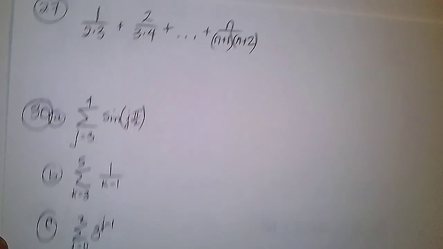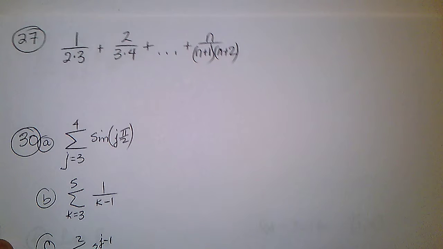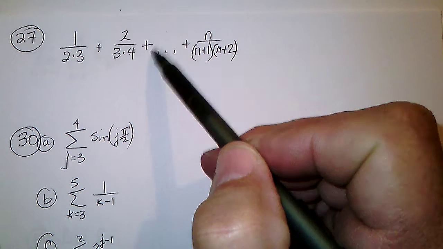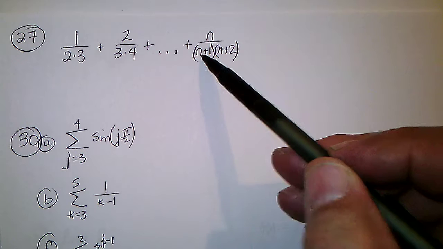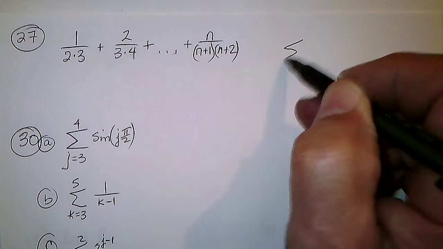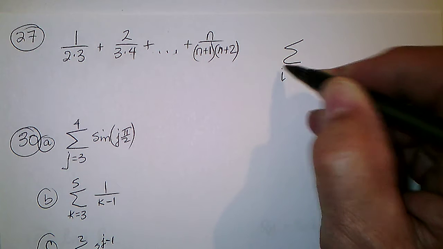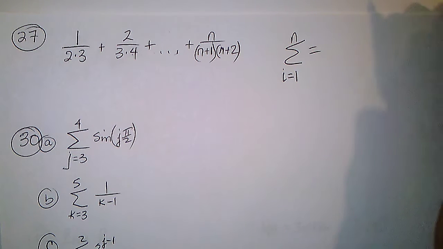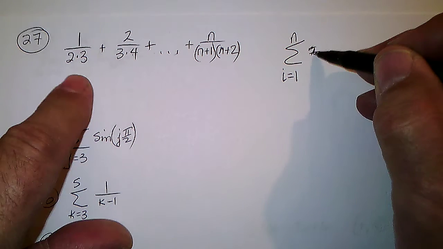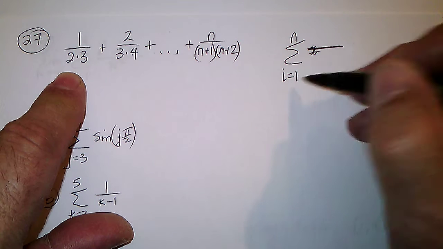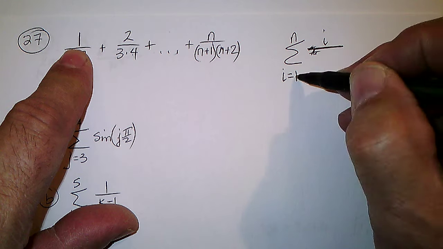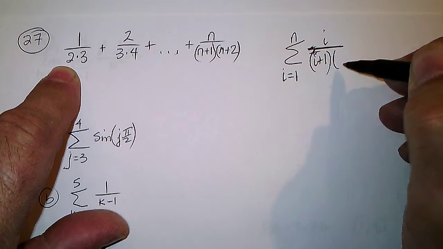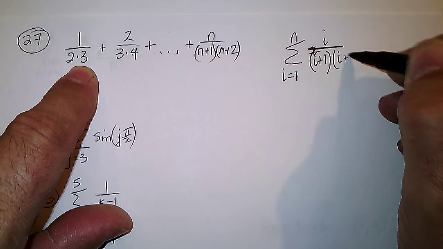27. It says write this in summation notation. Well, this is 1, 2, 3, 2, 3, 4, 3, 4, 5. So it's n, n plus 1, n plus 2. So I have I starting at 1 and going clear up to n. It's got to be I when I is 1, and down here it's 1 more, I plus 1. And this one is 2 more, I plus 2.